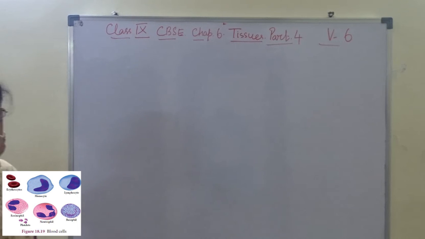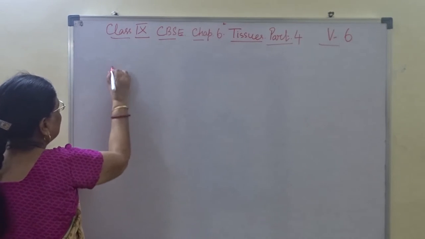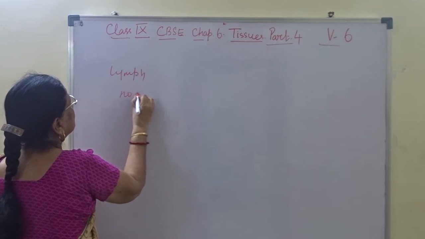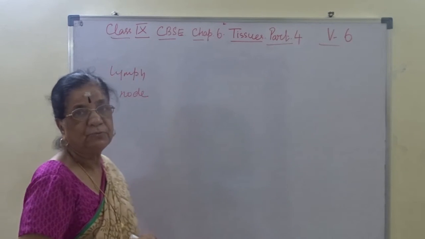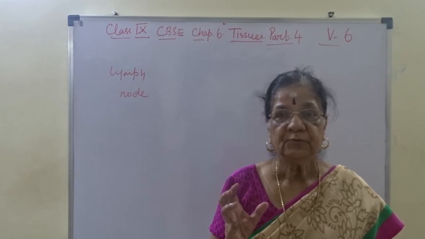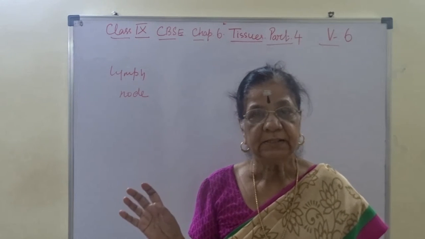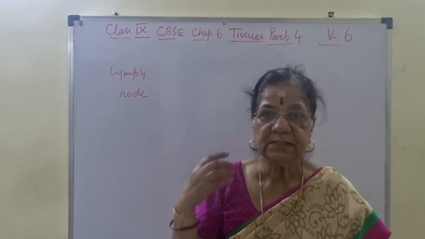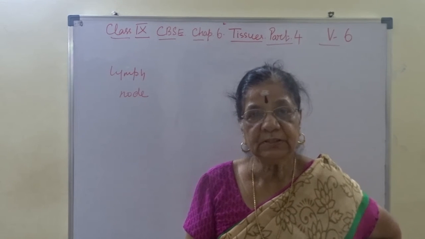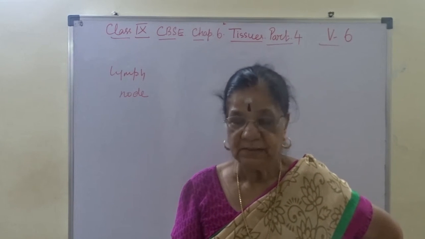So this is for the fluid connective tissue. Whereas lymph has a structure region called the lymph node. Lymph is again a fluid portion with the plasma and WBC. And this lymph is circulated along with the blood circulation.